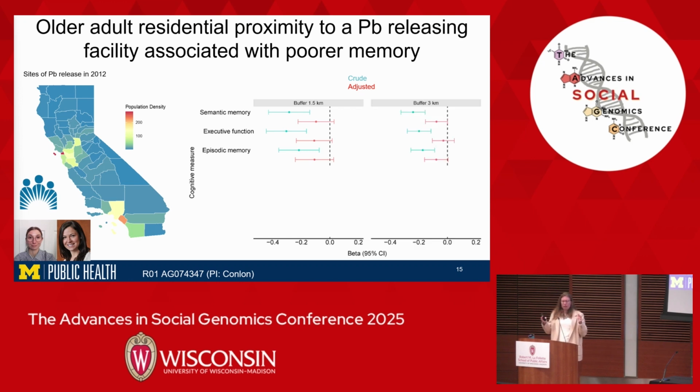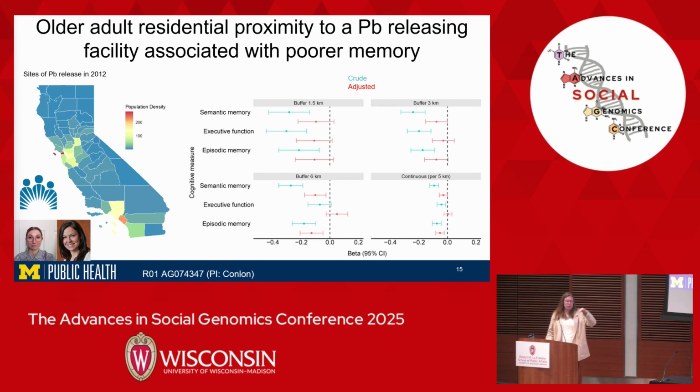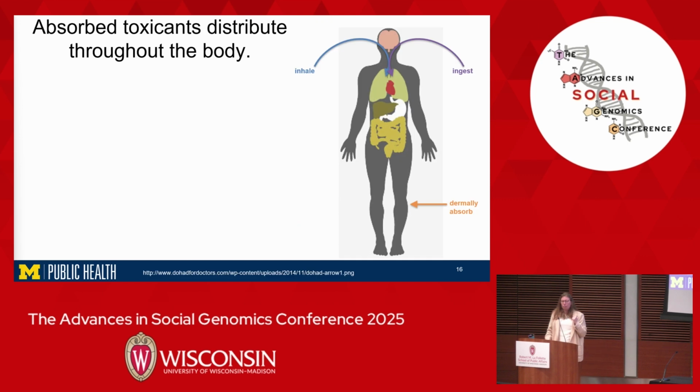If we're looking at intermediate buffers, it was also associated with memory, and started to attenuate for some subscales when we opened up further buffers, and here was a continuous measure of distance to there. So this is looking at the same time point, so it's in older adulthood. How are we going to stretch into other time points?